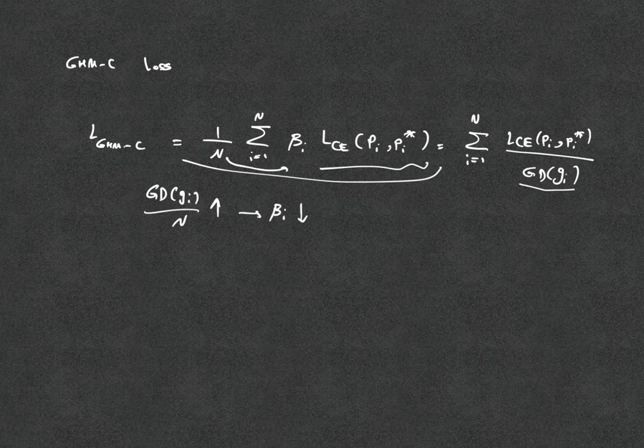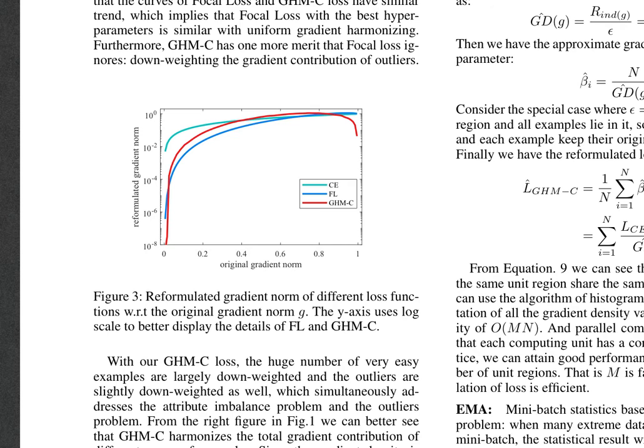And this, as you remember, was the gradient density. Looking at figure 3, you can see that both focal loss and the gradient harmonizing mechanism sort of deal with the large number of small gradient norm examples that were basically the easy examples. However, the GHM loss also deals with the outliers as well.